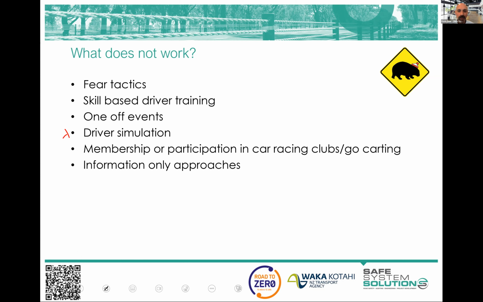Go-karting clubs, car racing, it's all similar to the skills-based stuff. Information only, again, can help you with a platform for legislation or infrastructure investment or the like, but don't think it's going to change people's behaviour. Don't think putting a sign up to say 10 people killed on this road in the last 5 years will change the way people drive or ride that road. It just won't work.